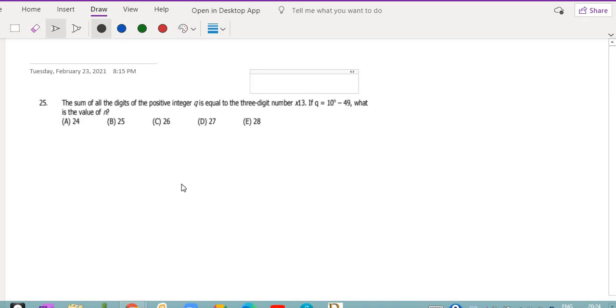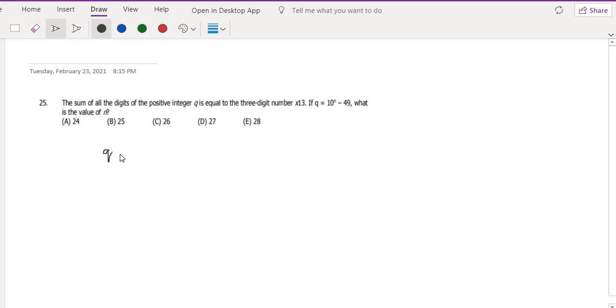So today let's take a very interesting numbers question. In this question, you are given a number q. The number q is given to us as 10 raised to n minus 49. Now that's your number q. All right. Now, there is one more twist in the question.